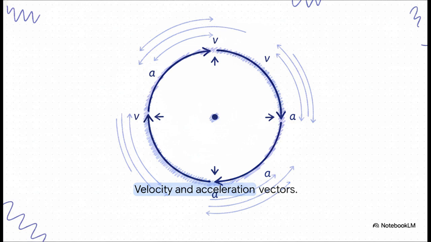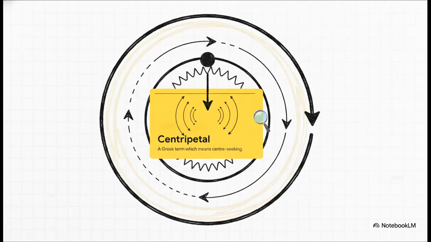And what does that mean? It requires both magnitude and direction. So even if the speed stays exactly the same, the direction is constantly changing every single fraction of a second as it curves around that circle. And because the velocity's direction is changing, the object is technically constantly accelerating. Crazy, right? But wait, if it's accelerating, which way is that acceleration vector pointing?